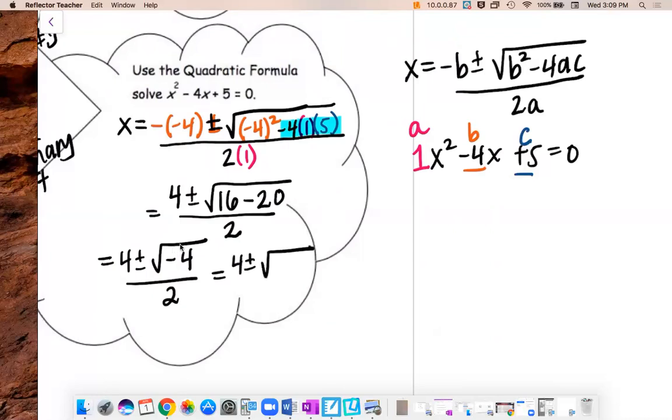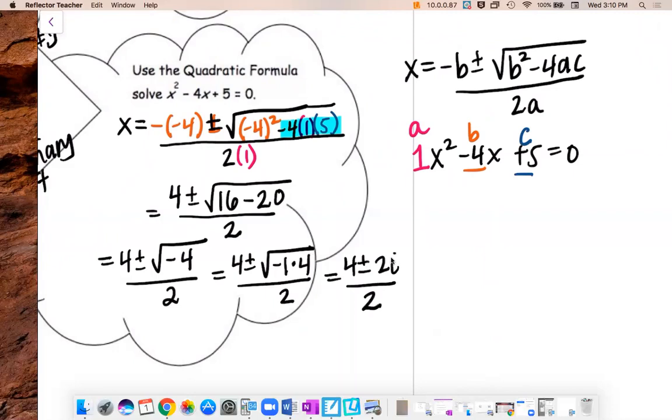I can break this square root of -4 into -1 times 4. And then I know the square root of -1 right here becomes i, and the square root of 4 becomes 2. So I can keep the rest of my equation the same and write this square root as 2i, because the square root of 4 was 2, and the square root of -1 was i. And then I have this all divided by 2.